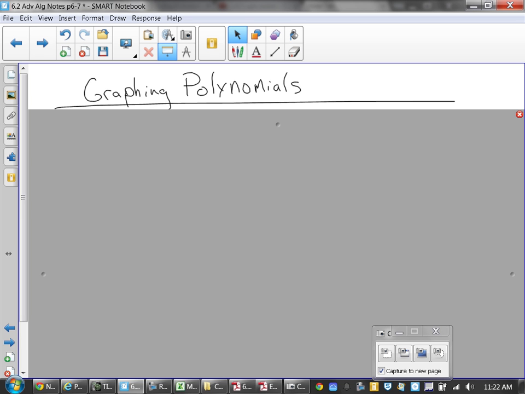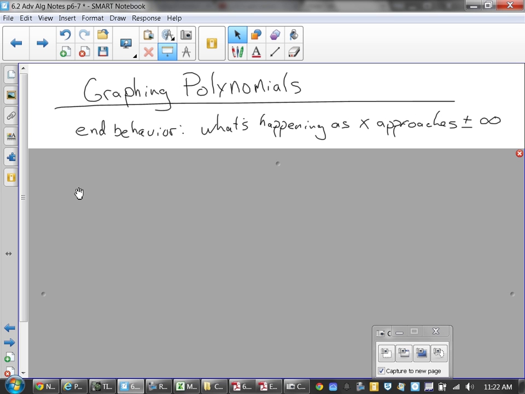What I'm looking at here today is talking about the graphs. Eventually, you will be graphing all of these with and without a calculator. But what I want to look at today is something a little bit different, something we haven't really talked about before. I want to look at what's called end behavior of graphs.